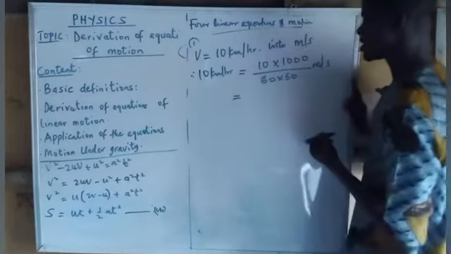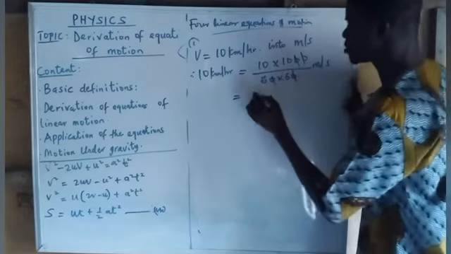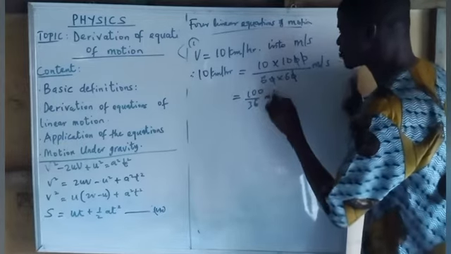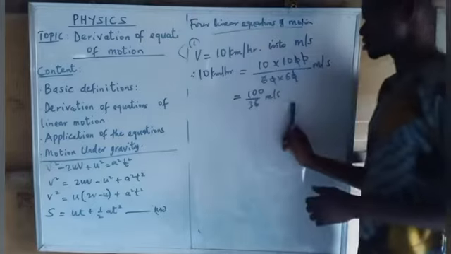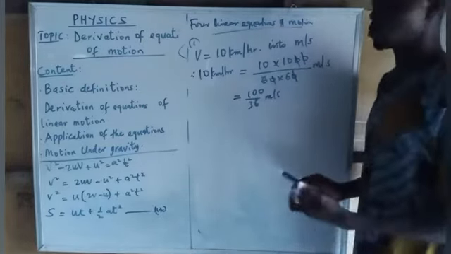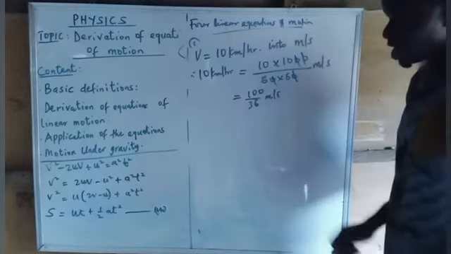And if you do this, we have zeros cancel. Remaining what? 100 over 36 meters per second. So this is the conversion, how you convert from kilometer per hour to meters per second. So in case the question appears in kilometer per hour, don't panic. This is the simple way in which you convert your answer to meters per second.